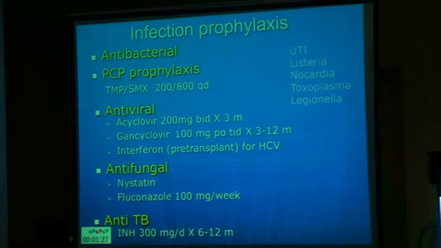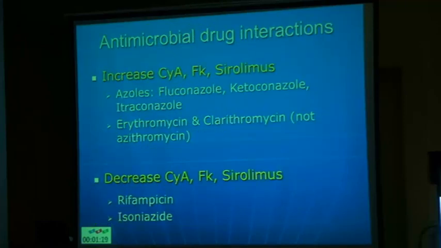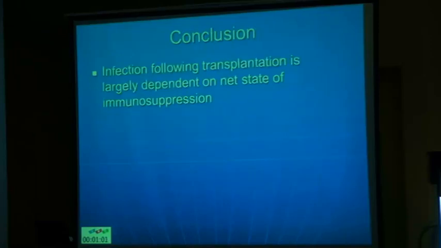For antituberculous prophylaxis, you give INH 300 milligrams per day for those who have a history of TB or come from an endemic area. Please notice that there are drugs that increase the levels of cyclosporine or sirolimus, like the azoles, erythromycin and clarithromycin, but not azithromycin. Other drugs that we've mentioned decrease the levels of cyclosporine or sirolimus, like rifampicin and INH.